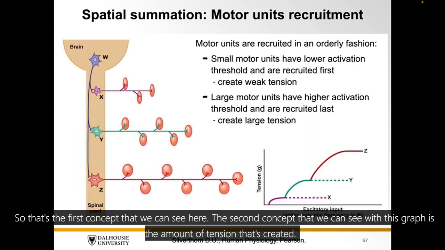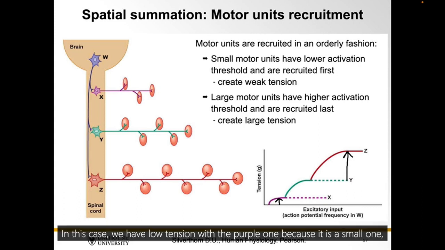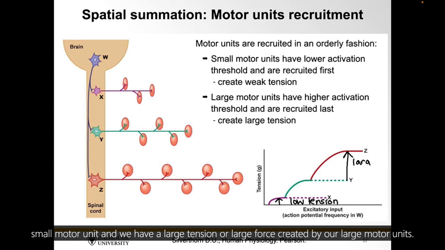The second concept that we can see with this graph is the amount of tension that's created. So compare here the amount of tension that's created when the purple motor unit fires with the amount of tension that's created when the red motor unit fires, right? In this case, we have low tension with the purple one because it is a small motor unit. And we have large tension or large force created by our large motor units.